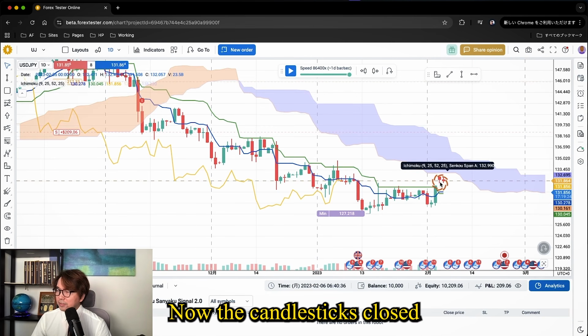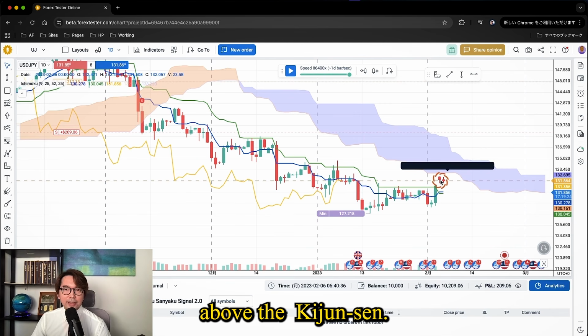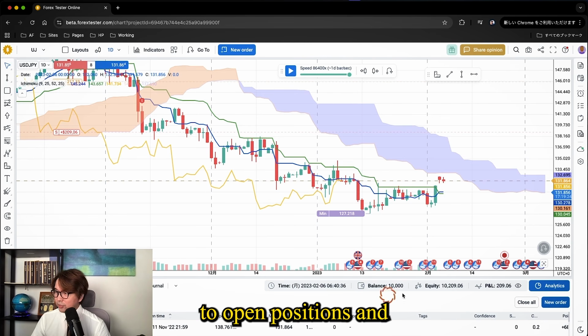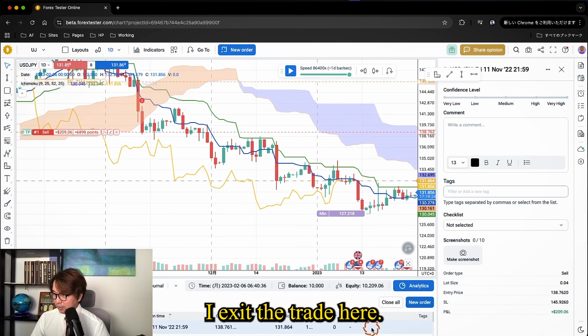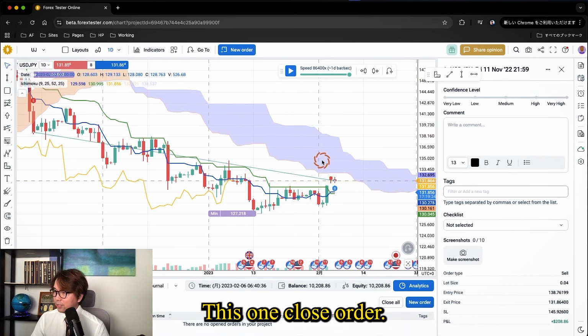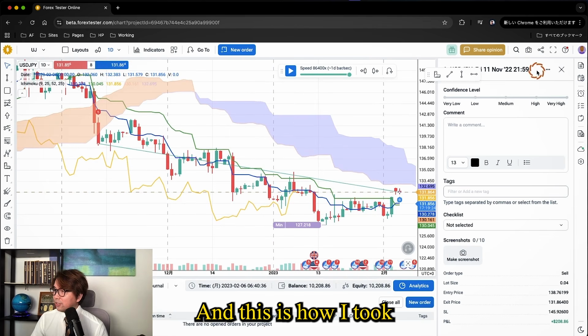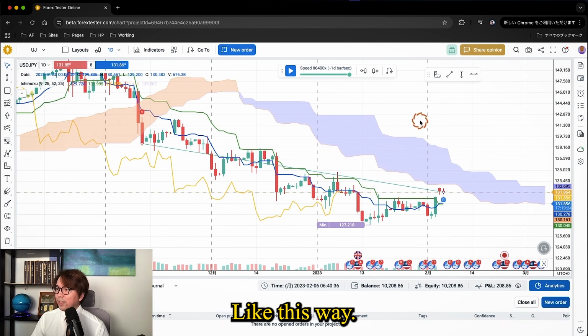Now the candlesticks closed above the Kijun Sen. So I exit the trade manually. So I go to open positions and I exit the trade here, this one, close order. And this is how I took the profit, like this way.